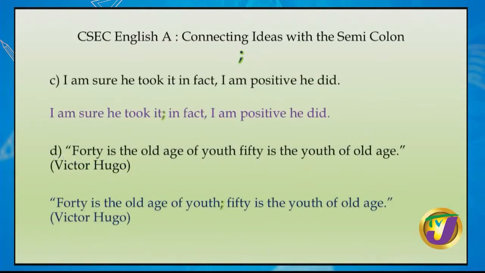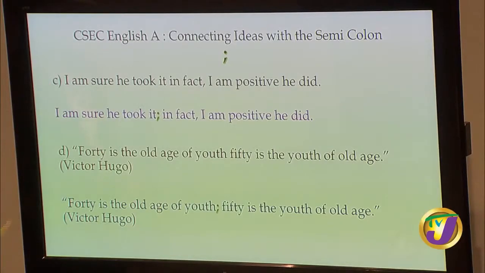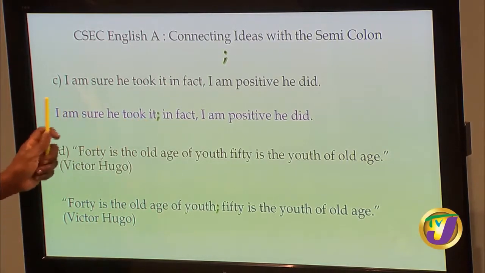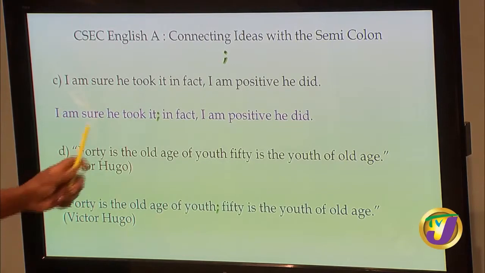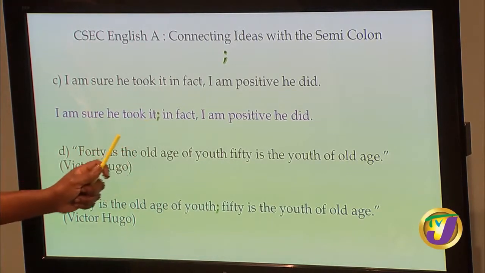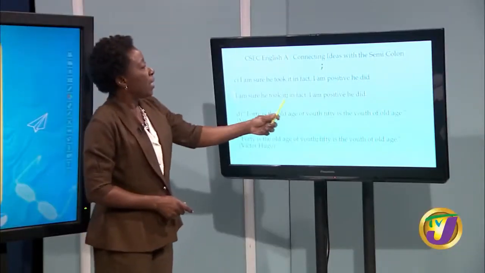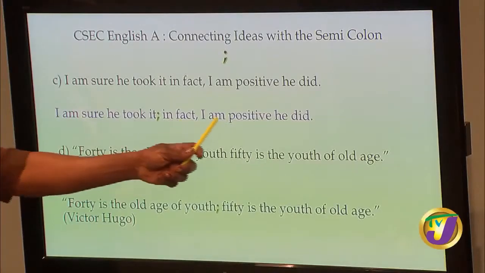Look at this. Okay, for C now. I am sure he took it. In fact, I am positive he did. All right. And where do you put the semicolon? I am sure he took it. Okay, so the end of the first sentence is actually at the "it." Okay, but you're not finished speaking. In fact, I am positive he did.